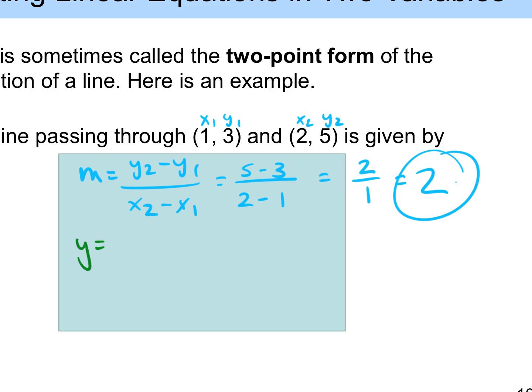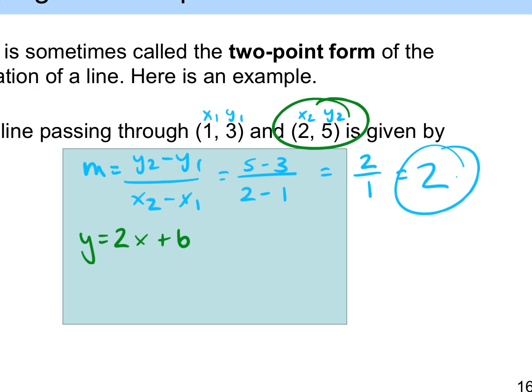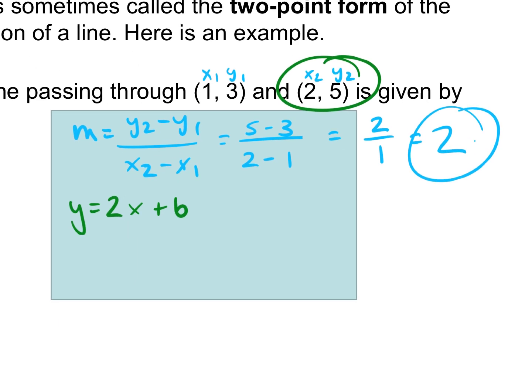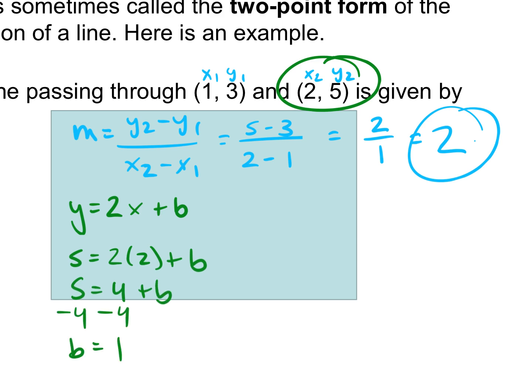So y is equal to, our slope is 2, so 2x plus b. What could I plug in for x and y here? Sure, either one. You could work with your x1, y1, or your x2, y2. Doesn't matter. You'll get the same answer no matter which point you use. So 5 is equal to 2 times 2 plus b. So 5 is equal to 4 plus b, subtract 4, b is equal to 1. So when you plug that into our equation, we get y equals 2x plus 1.